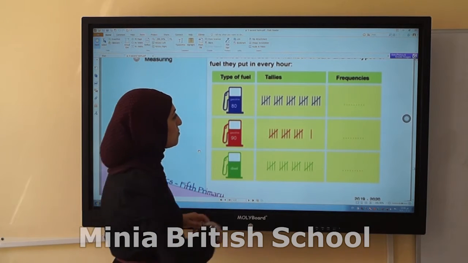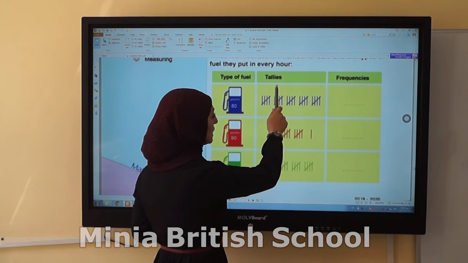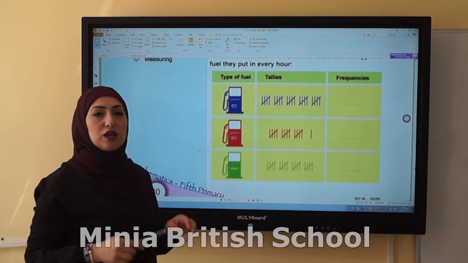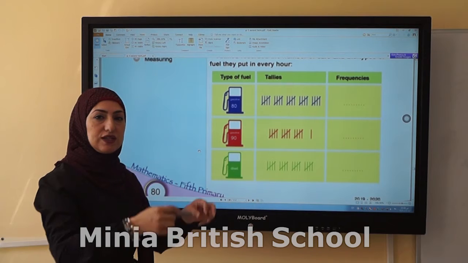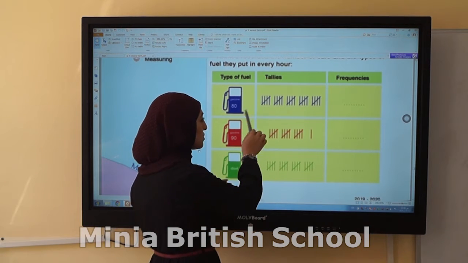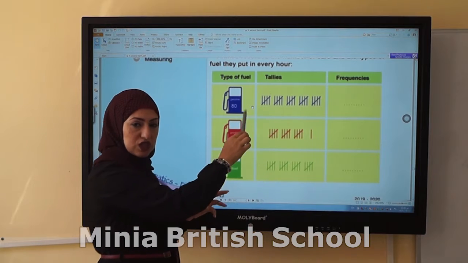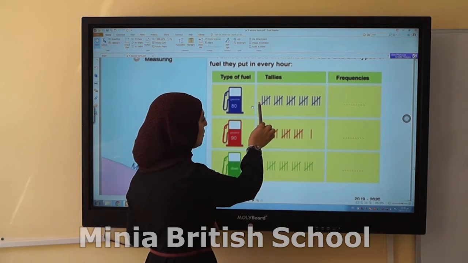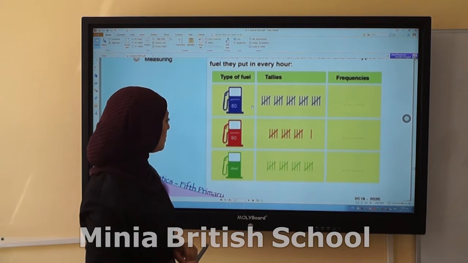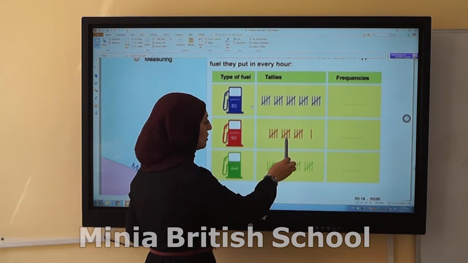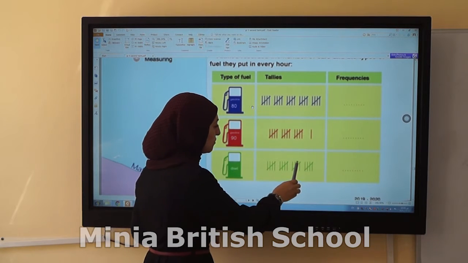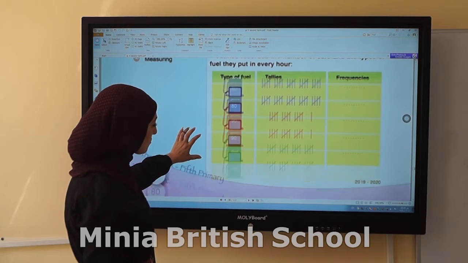Okay? So here, the type of fuel, the tally marks, and here the frequencies. Frequency means the number of responses, the number of data he collected. So here I can count by fives because each group consists of 5 marks. So here 5, 10, 15, 20, 25. In gasoline 90, 5, 10, 15, and here 16. In the diesel, 5, 10, 15, and 20. Okay?